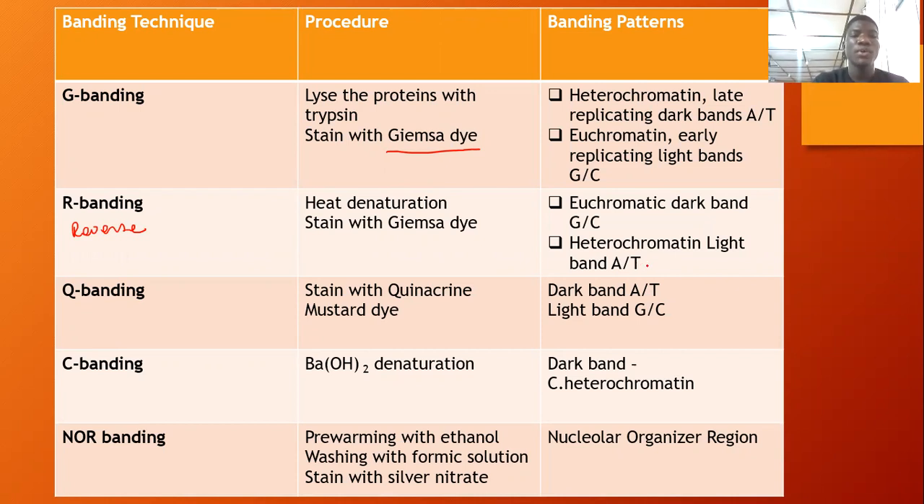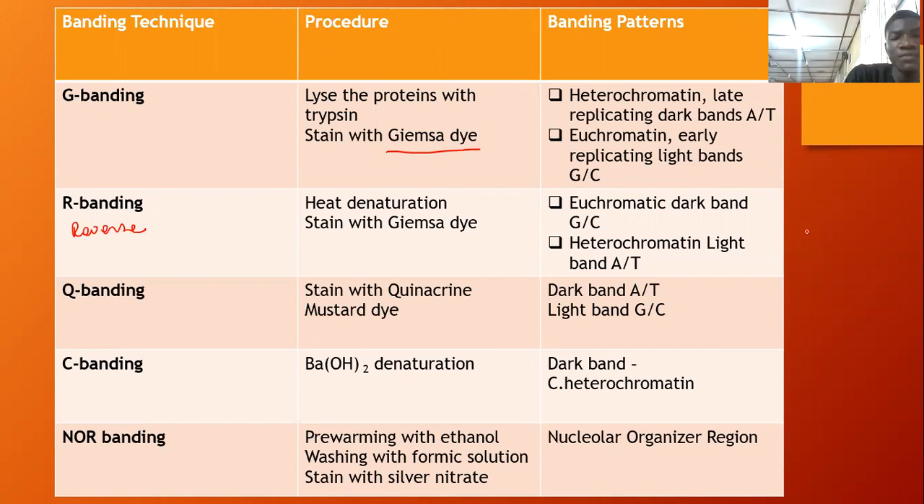We also have Q banding, which is the quinacrine banding. Quinacrine is a stain. With this one, you don't do anything beforehand, you just stain with the quinacrine mustard dye, and it's able to stain well. And then you are able to see the dark bands. Anytime you see the dark band, it's just equivalent to the G banding. It's the heterochromatin, late replicating dark bands, rich in adenine and thymine. And then you have the light bands, which are guanine and cytosine rich.